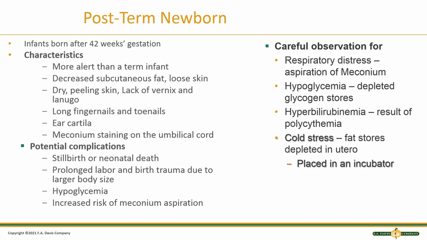So what are some of the characteristics of a post-term newborn? They're more alert. They have decreased subcutaneous fat. They might have loose skin. The skin is dry, peeling. They look really mature. They have long fingernails and toenails. The ear cartilage is more of a stiff recoil rather than a soft and firm one. And they may have passed meconium if they're after 42 weeks gestation, so the cord may be stained.